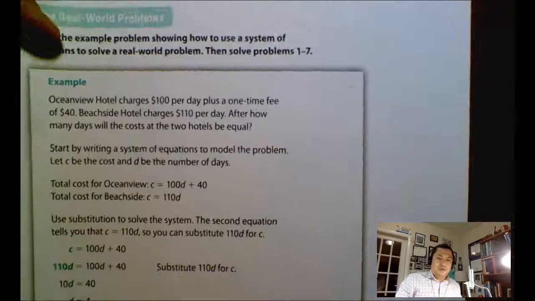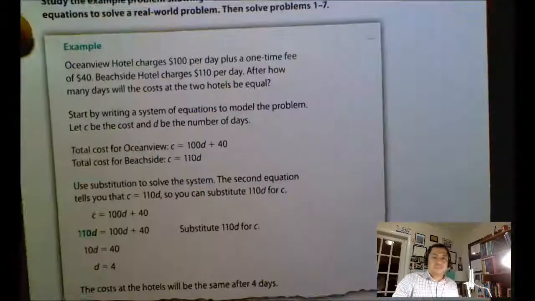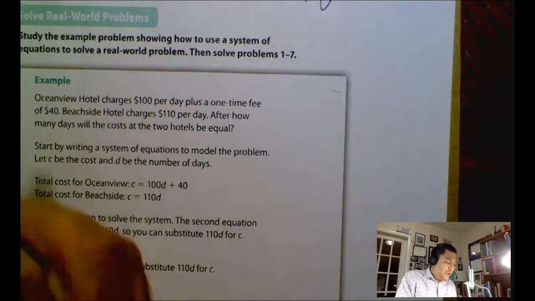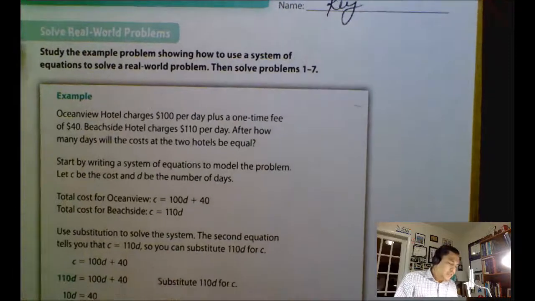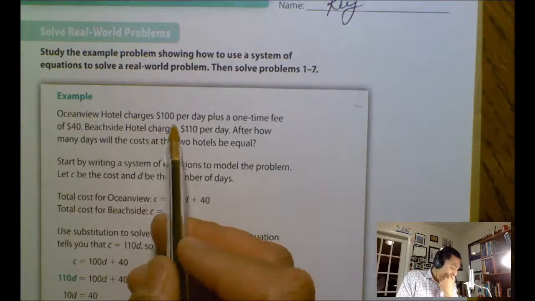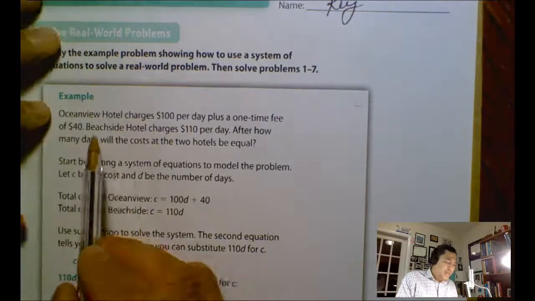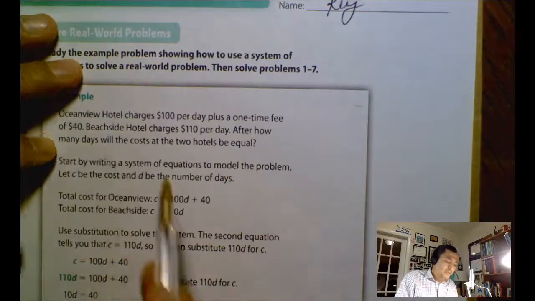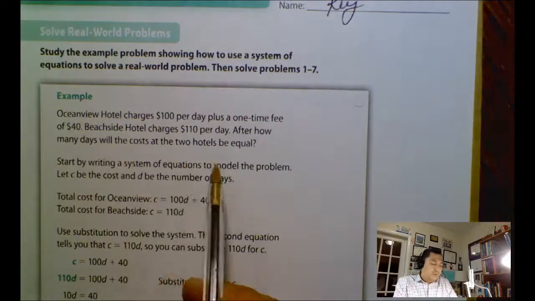Now we're going to have some application problems, and this one is the key. Okay. So the second part is solve real-world problems, applications. So we have the example: Ocean View Hotel charges $100 per day, plus a one-time fee of $40. Beachside Hotel charges $110 per day. After how many days will the cost of the two hotels be the same? It's a cost problem.